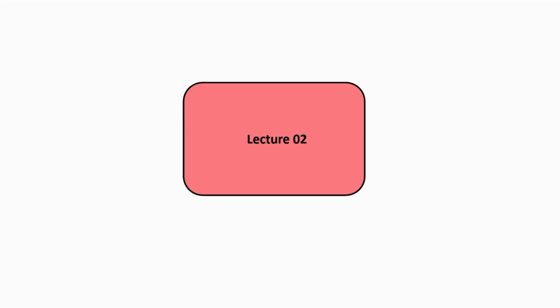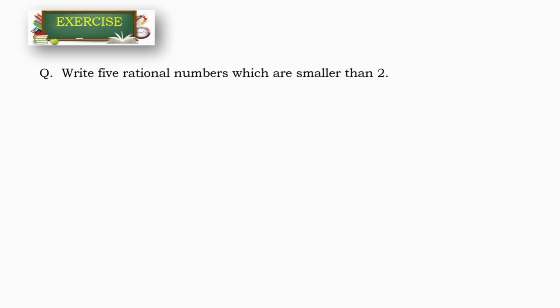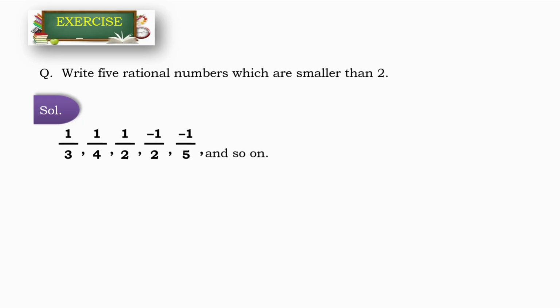Now lecture 2, module 5. Write 5 rational numbers which are smaller than 2. So 1 by 3, 1 by 4, 1 by 2, minus 1 by 2, minus 1 by 5, and so on. There can be any other number also you can think.